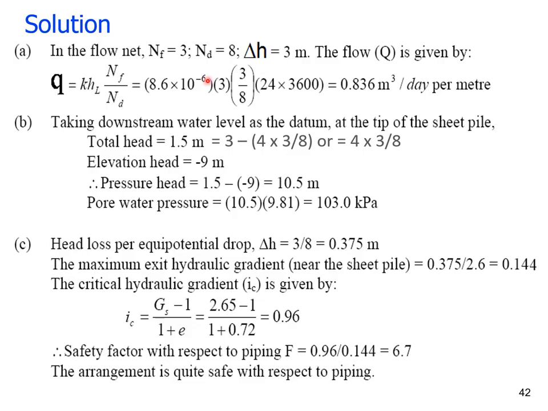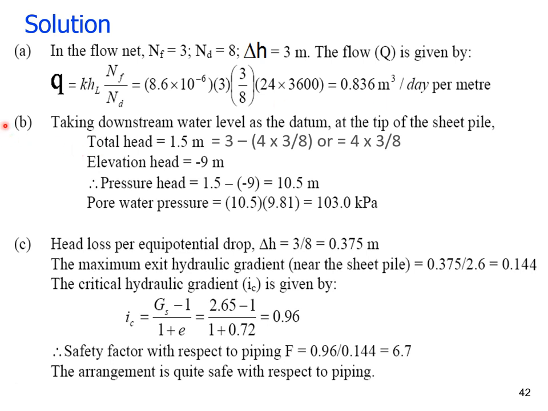Now on this particular slide, you would find the solution, part A. So considering the figure that I showed on the previous diagram, number of flow channels 3, number of equipotential drops 8, delta H is 3 meter. So we can calculate the discharge, and by using this formula, by plugging the values and then ultimately converting into cubic meter per day per meter, you are getting this answer.